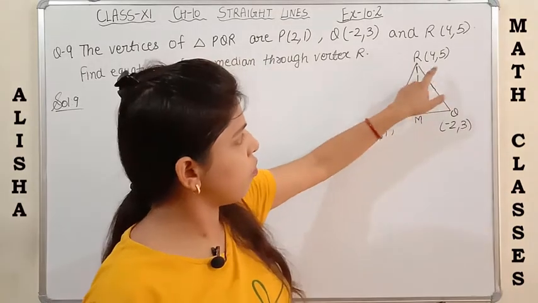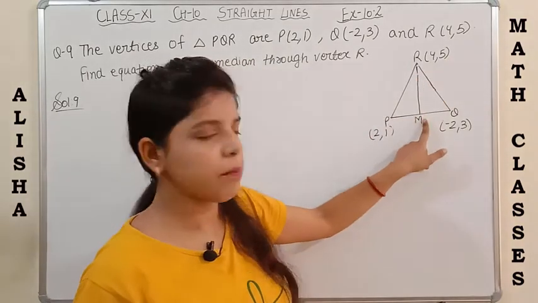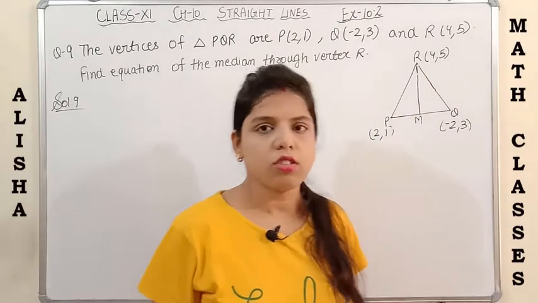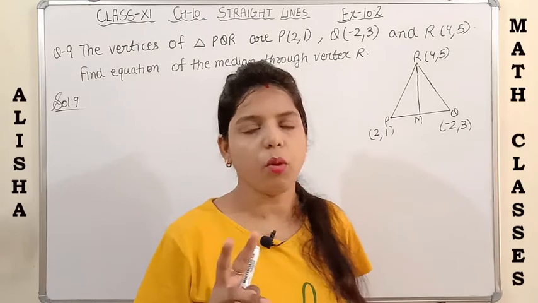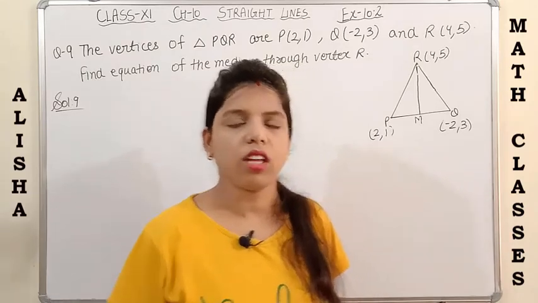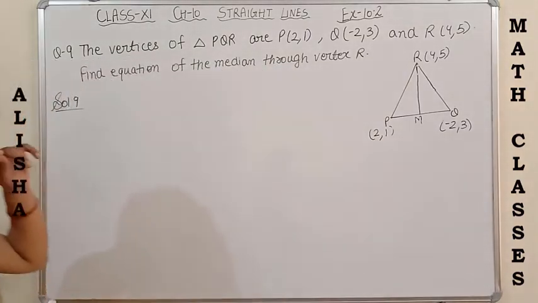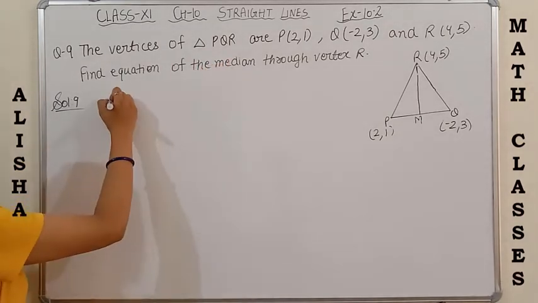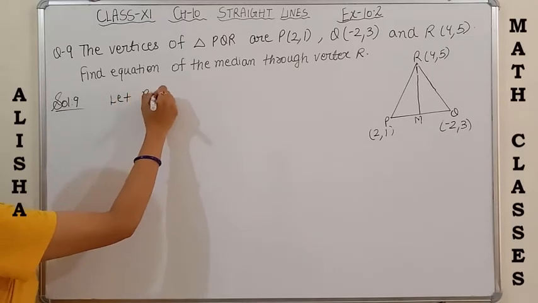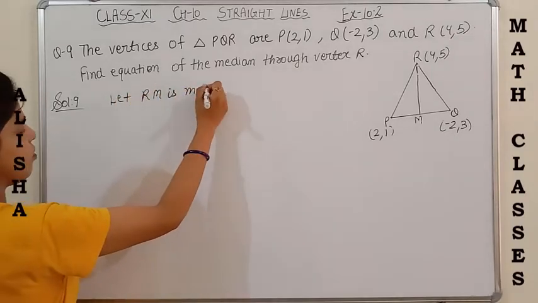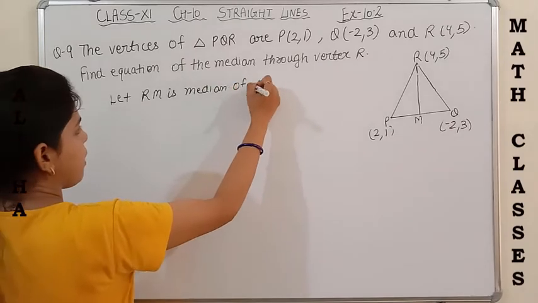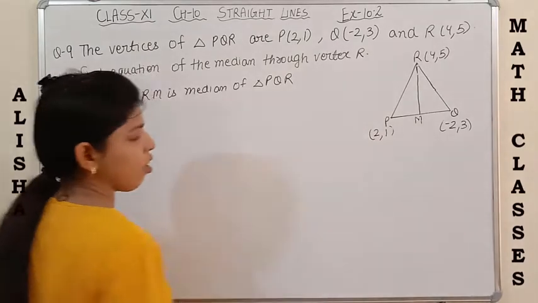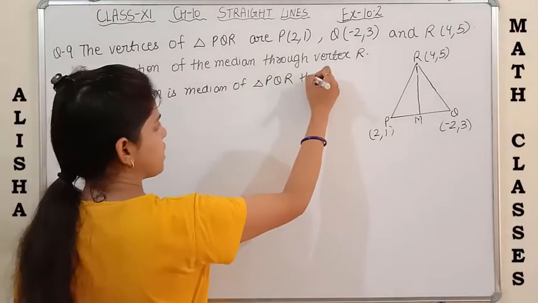I can find out the coordinates of M by using midpoint formula, and to find out the equation of line median RM, we are having two points, because this line RM is passing through R point and M point. So using two points formula, yes, we can find out the equation of this line. Let's see how. Now see here, triangle PQR coordinates are given. Let RM is median of triangle PQR.